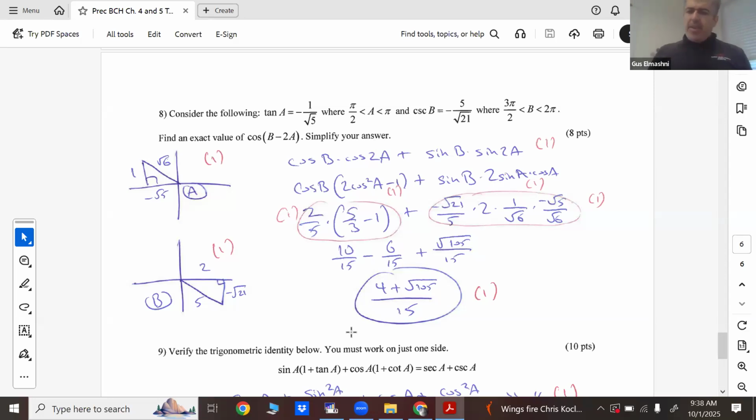Okay, for 8, I think you guys were cool drawing the triangles. I think where you ran into a problem, and maybe you were rushed for time or getting nervous, is that you were putting these fractions into the letter A. Remember, the letter A is an angle, right? You don't substitute for A, you substitute for the trig expression, right? The entire trig expression equals that fraction. So cosine B is 2/5. 2 cosine squared A, whatever that is, you'll work that out.